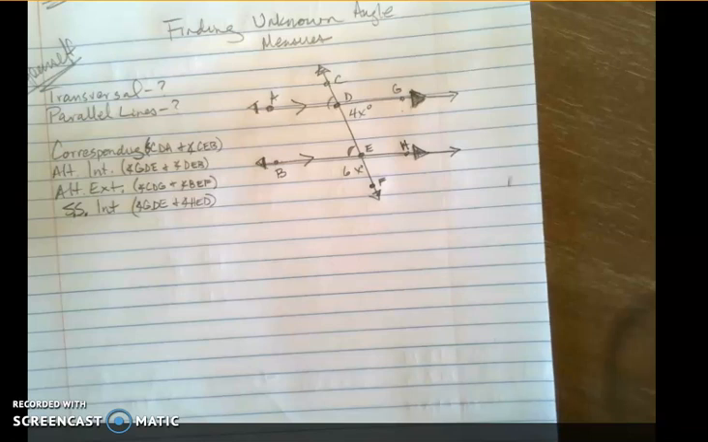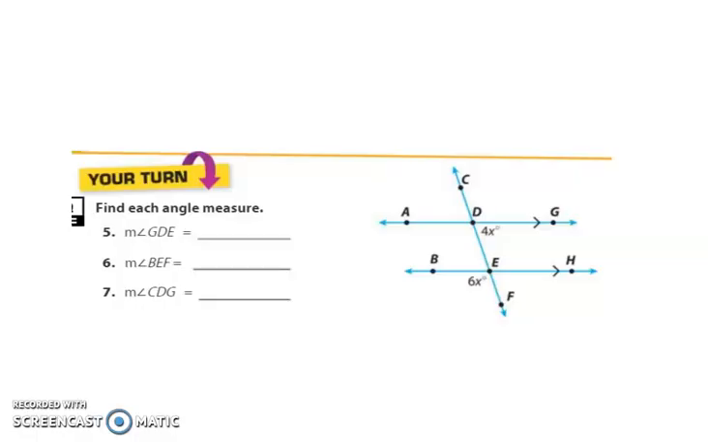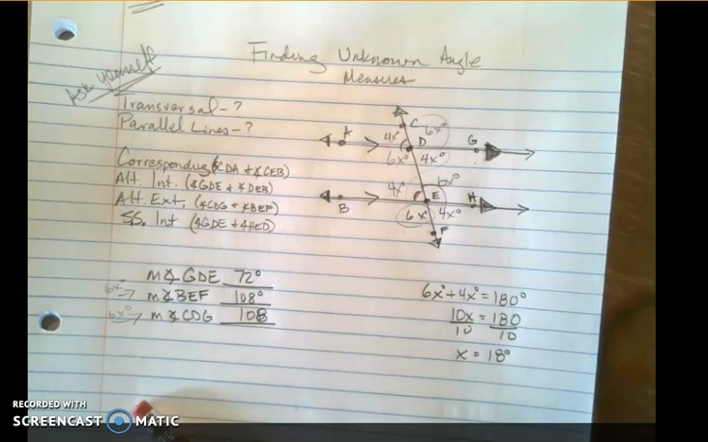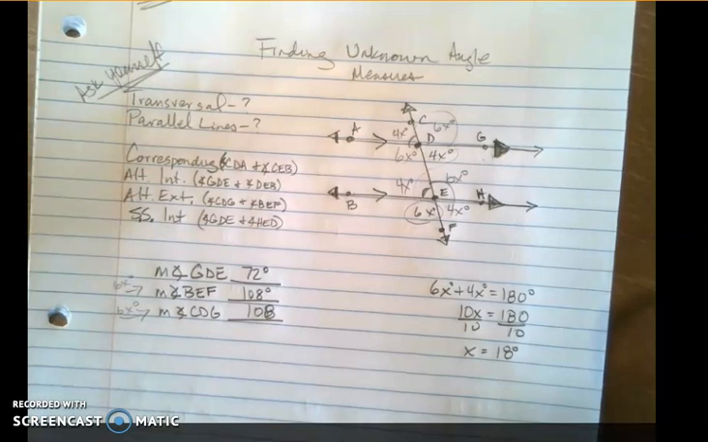Okay, so using what I know, you guys should have something in your notebooks as well with your notes. So let's go ahead and try to figure out what was assigned to us. We know that we needed to figure out the measurement of angle GDE, the measurement of angle BEF, and the measurement of angle CDG. Okay, so let's switch back. Okay, so what I've done at this point is I have filled out my drawing with what I know.